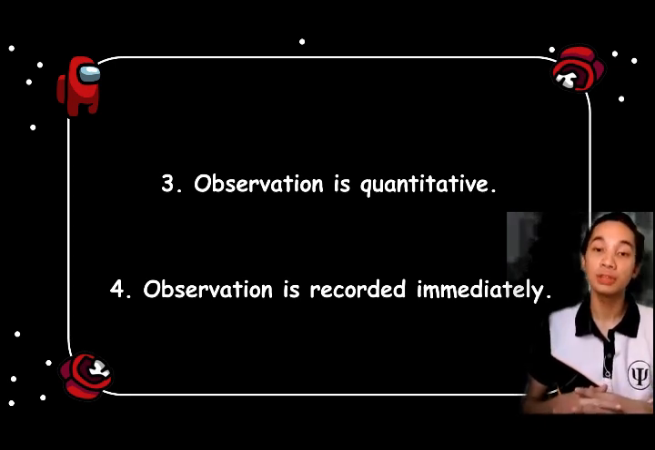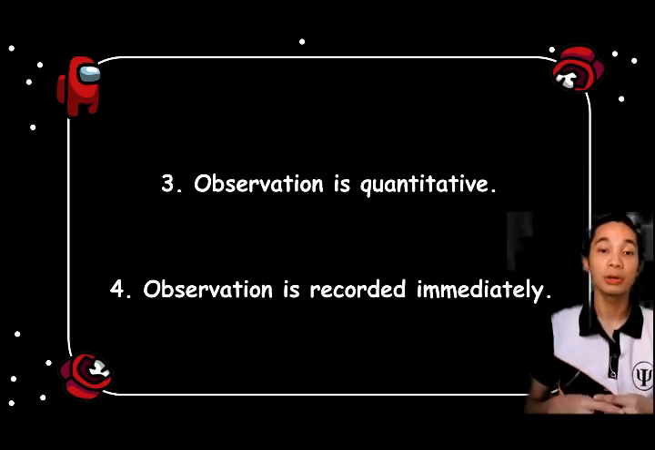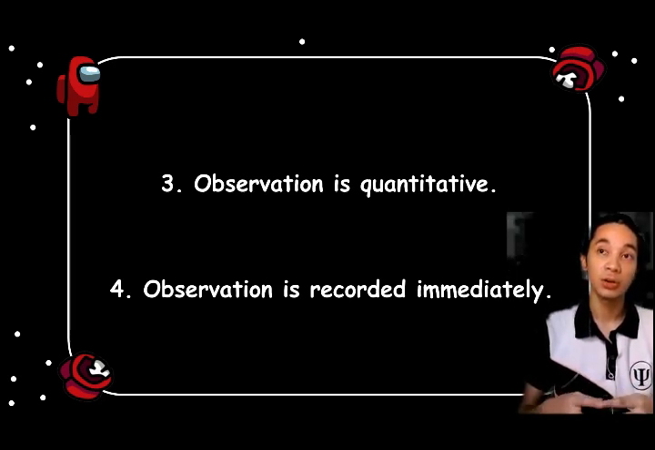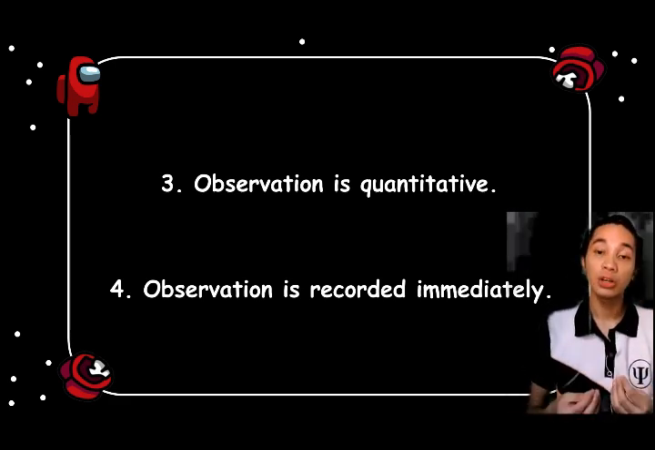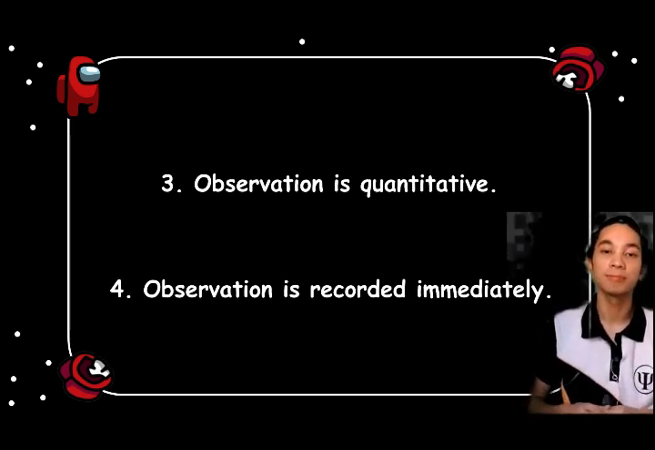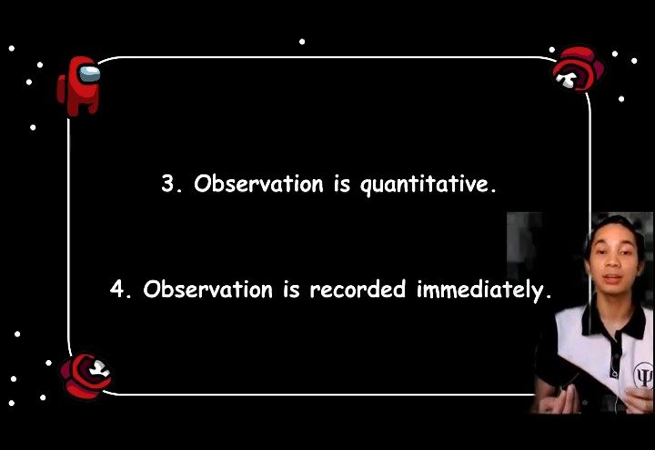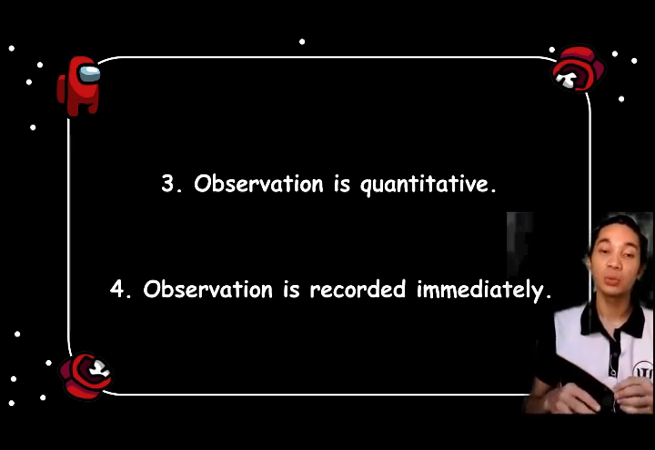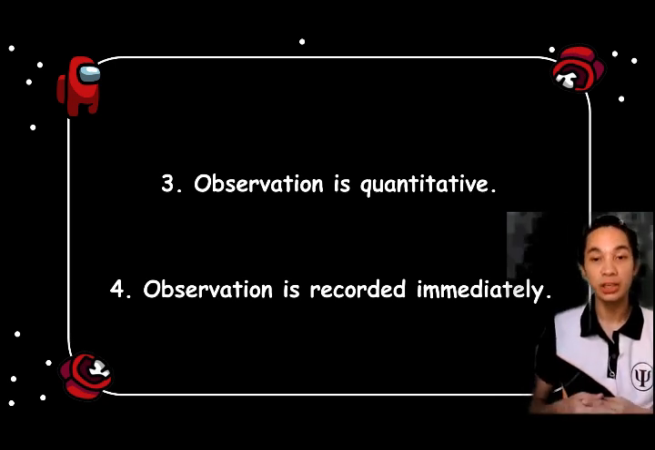The fourth one is observation is recorded immediately. During observation, it is difficult to remember each element of observation or to remember information or data. So, a record is made of the observation immediately or as promptly as possible. We do not entrust the result to memory because it can be mixed up with another memory or another experience, and also we might forget important information if we don't jot down or record the observation immediately.